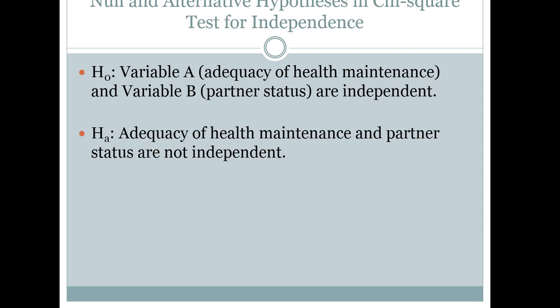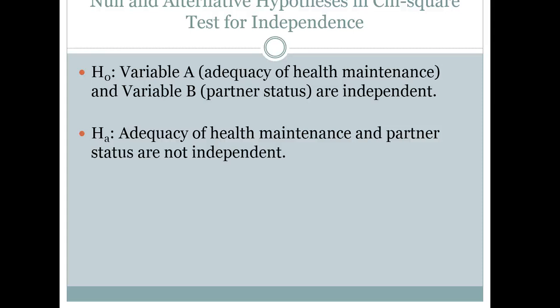Moving on. So I just explained to you the chi-squared test. What about now the null and the alternative hypothesis in the chi-squared test for independence? Well, in our example, our null hypothesis can simply be said as: our variable A, which is the adequacy of health maintenance, and variable B, partner status among men, are independent, because we are using the chi-squared test for independence to check for independence.